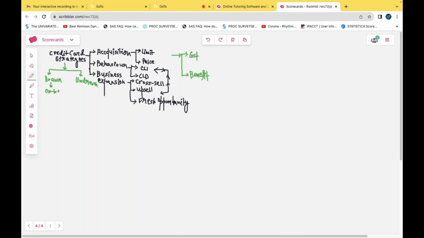So this is an on balance sheet item, and the undrawn balance is an off balance sheet item. So basically, whenever you are lending out this line of credit, the drawn and the undrawn balances are on balance sheet and off balance sheet.